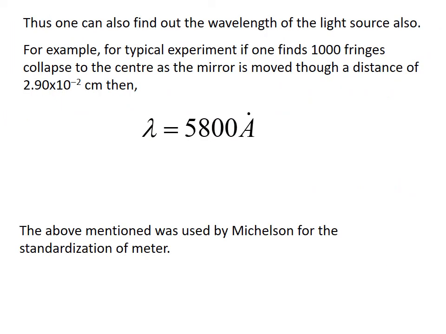Now, for example, for a typical experiment, if one finds 1000 fringes, that is N equals 1000, collapse to the center as the mirror is moved through a distance of 2.90 times 10 to the power minus 2, then from the expression we find the wavelength of the light source will be lambda equals 5800 angstrom. Therefore, we use the Michelson interferometer to find the wavelength, the thickness of a film, and so on. The above was also used by Michelson for the standardization of the meter.